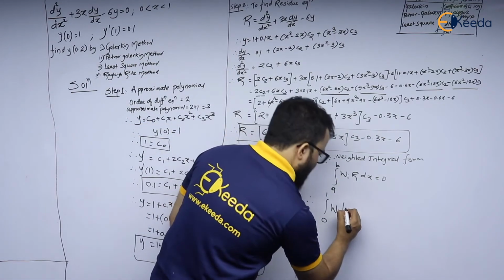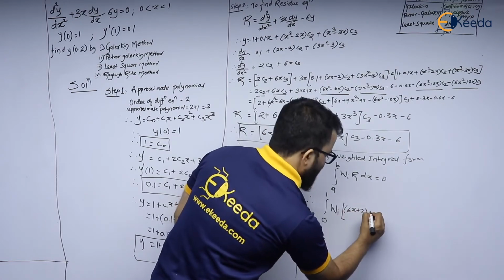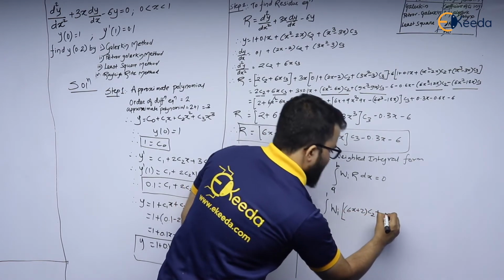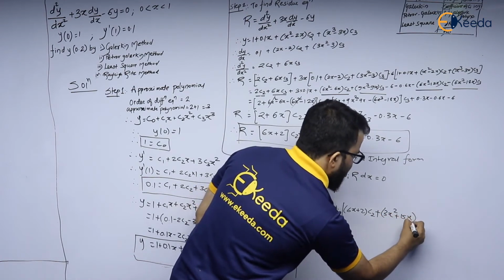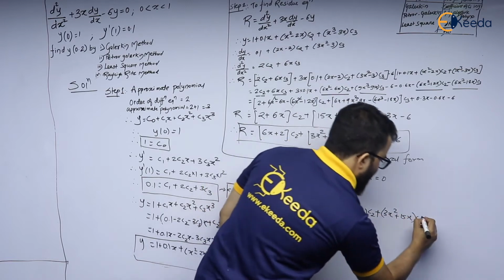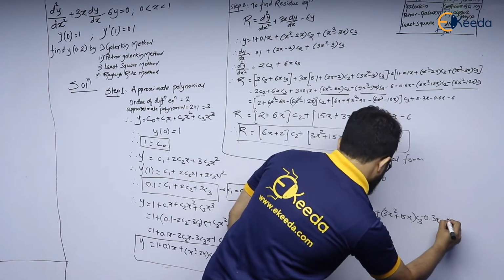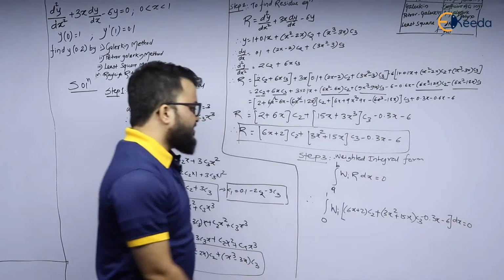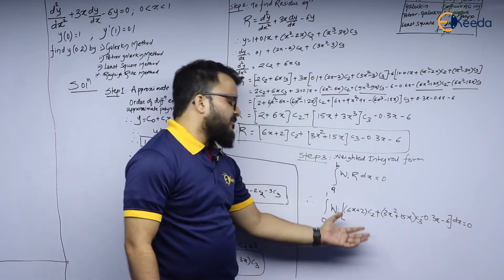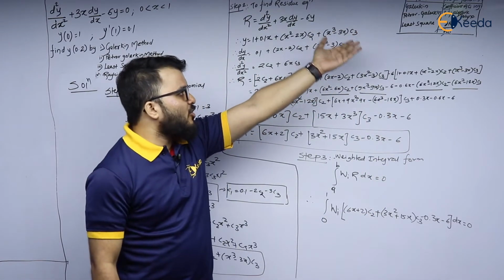So this becomes the integral of (6x plus 2) into C2 plus (3x square plus 15x) into C3 minus 0.3x minus 6, bracket complete, dx equals 0. So this is my weighted integral form equation. By using this equation, we will solve all the methods.